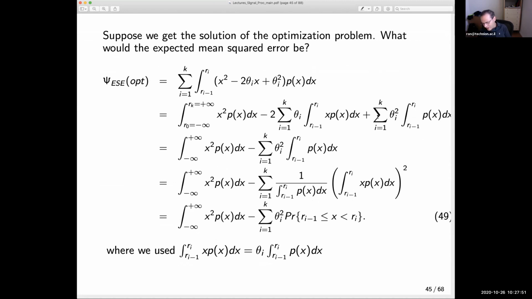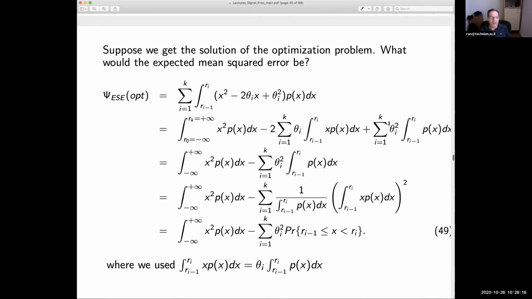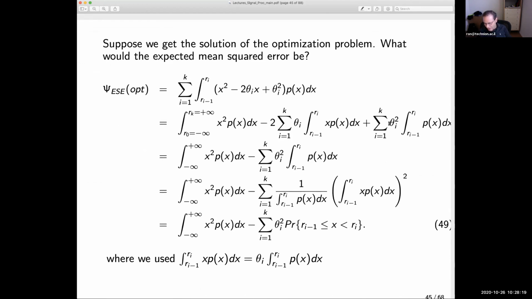So first of all, let's go and evaluate the expected mean square error. Obviously, it would be mean square error because this is expectation. Suppose somebody has provided me with the optimal solution, okay? So somebody has given me a solution that satisfies both these equations, this equation and that equation. Now the question is, what happens if I plug it into the optimal MSE? Okay, so remember from the previous slide, we used the fact that phi i equals integration over the interval from Ri minus 1 to Ri. There should be dx here, and here I have integration over the same interval of p(x) dx.